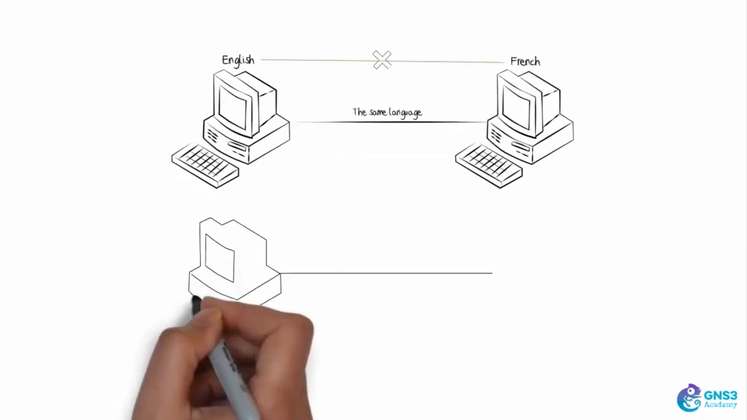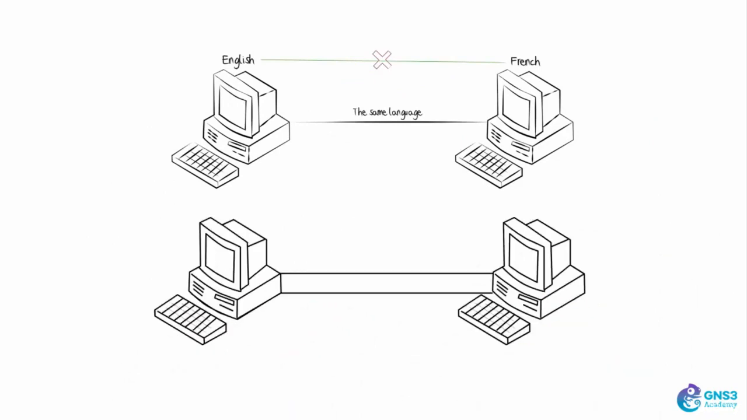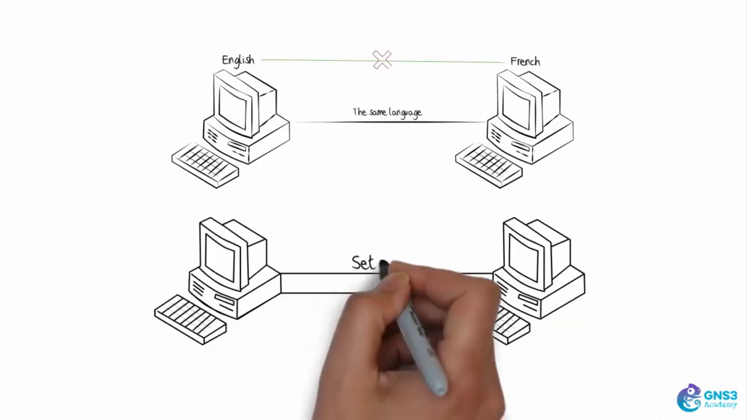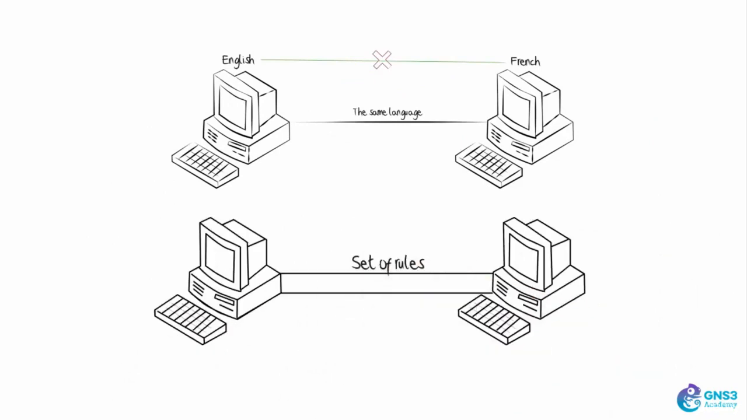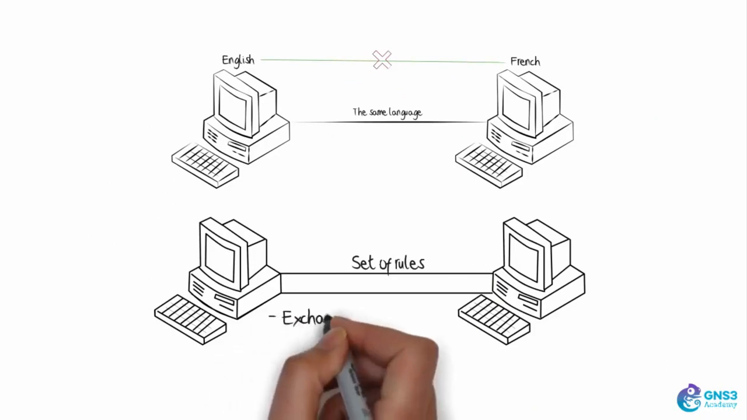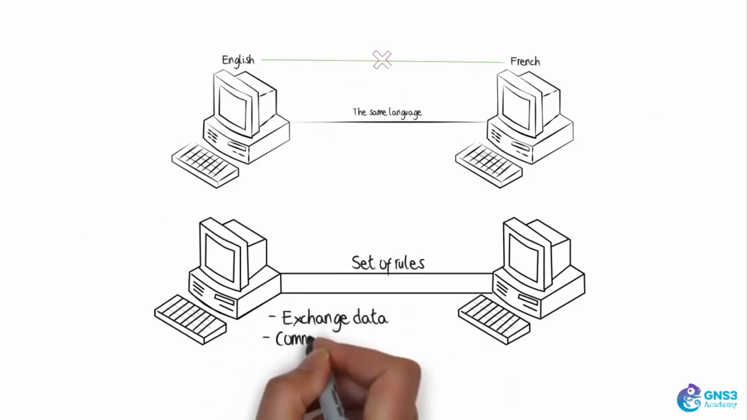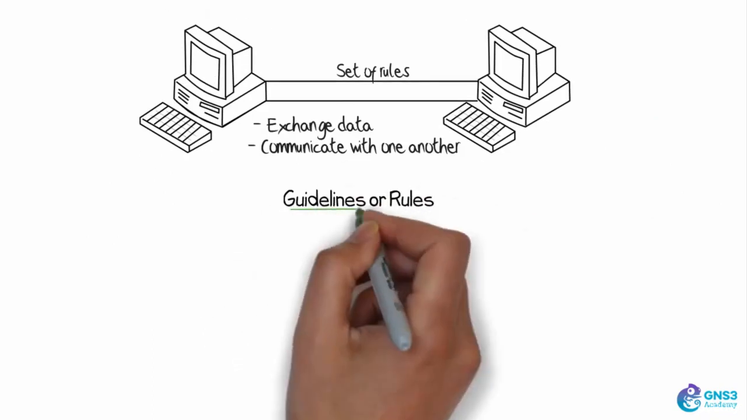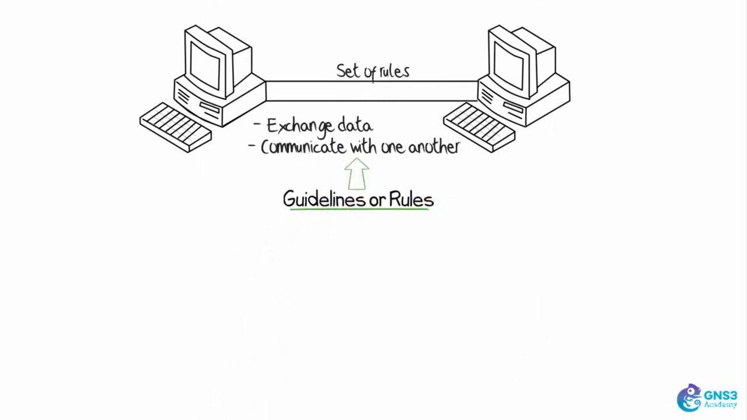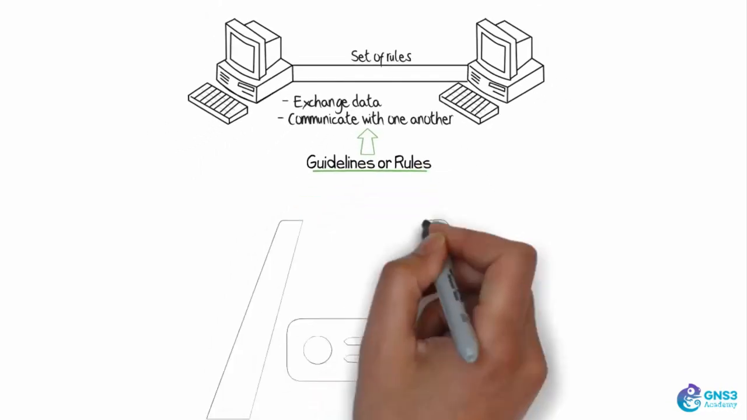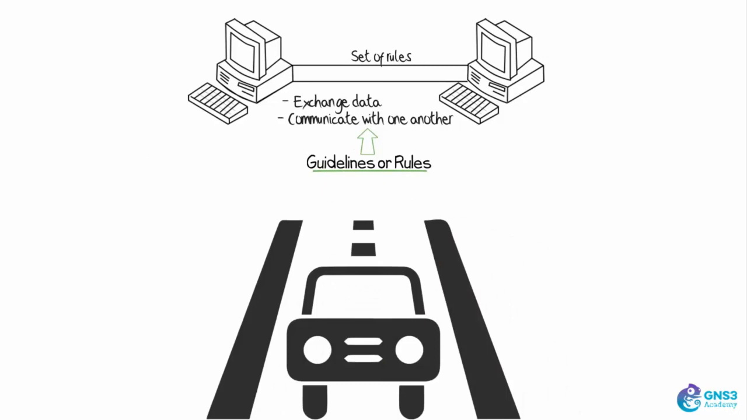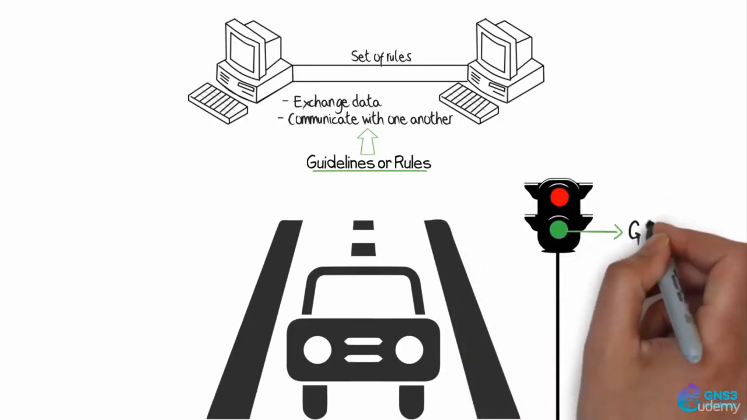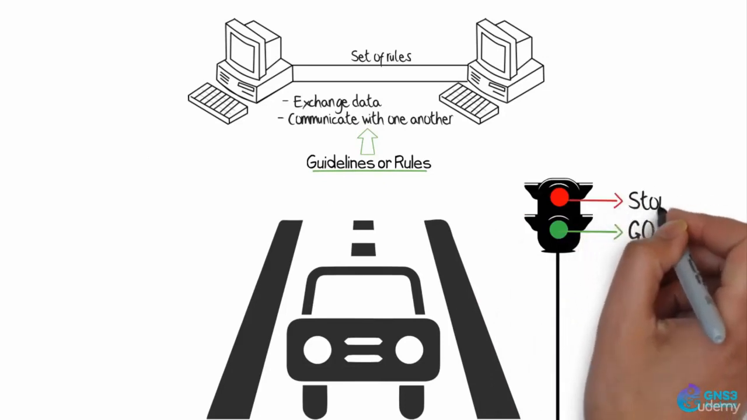In the same way, when two computers communicate with one another, there needs to be a set of rules governing how those computers exchange data and effectively communicate with one another. In our everyday lives, we follow guidelines or rules when we communicate with one another. As an example, when you drive on the road, you follow a set of rules. When a traffic light is green, it means go. When it's red, it means stop.